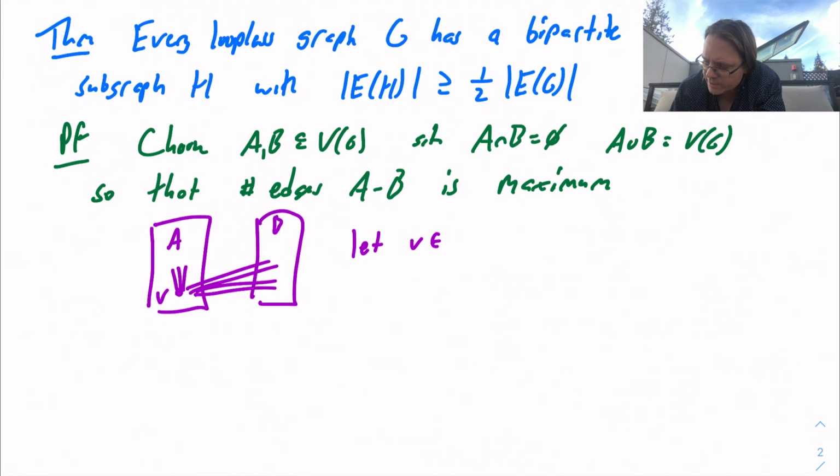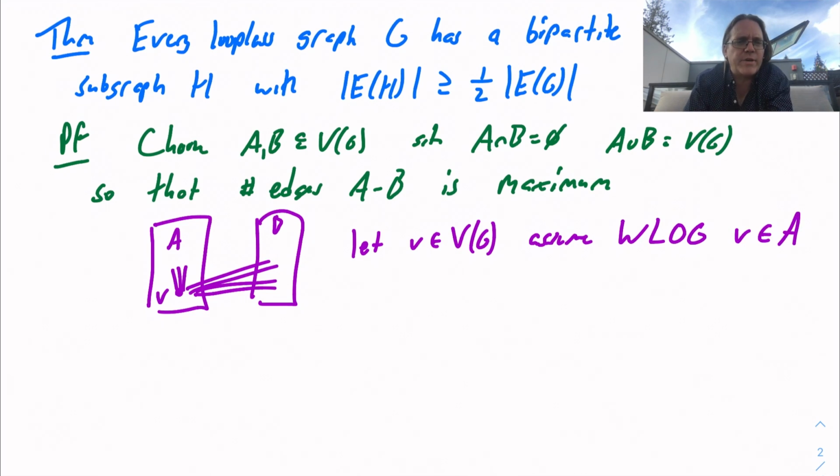In fact, let me say this a little differently. Let V be a vertex and assume without loss of generality that V is in A. I could switch the identity of A and B here and it wouldn't change my choice, so I can assume without loss that this vertex V is in A. That doesn't really change anything.